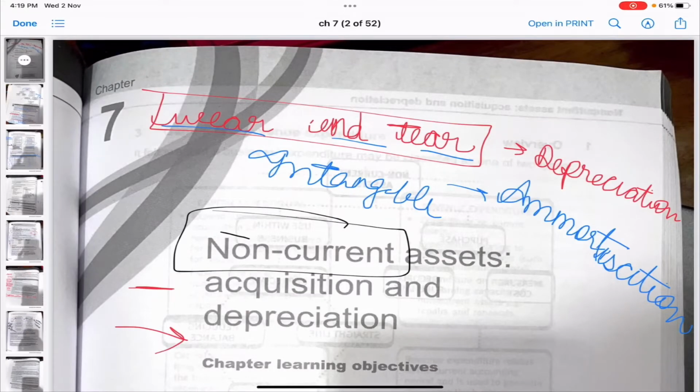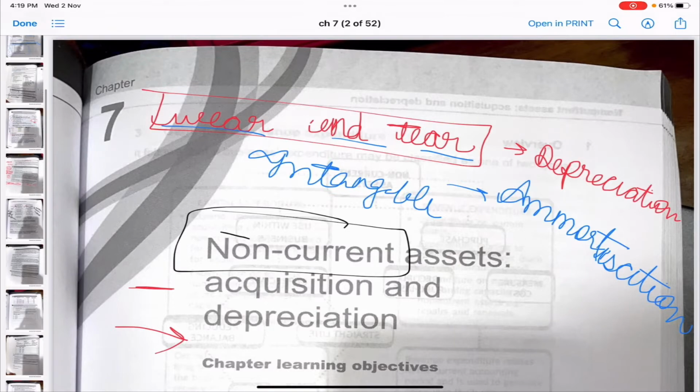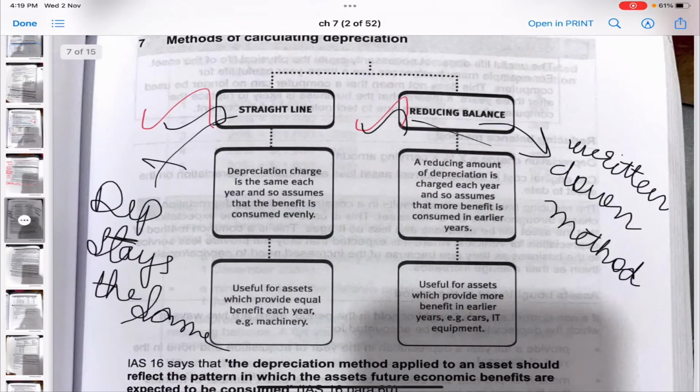Hi everyone, this is part 2 of chapter 7, non-current assets acquisition and depreciation, ACCA F3. In the first part we have seen the theory part of this chapter. Now we'll be starting with the questions, and we'll start with the methods using which you can calculate depreciation. Before watching this, make sure that you watch part 1.